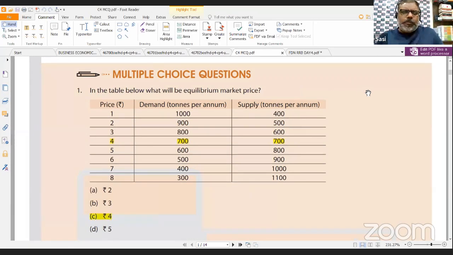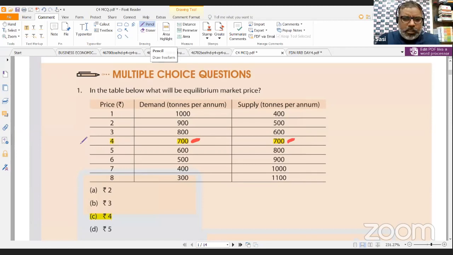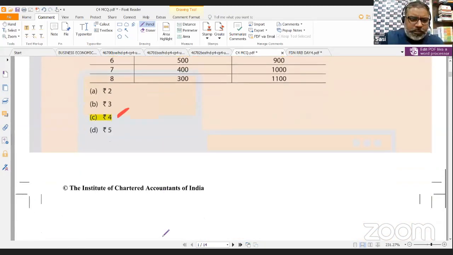Now let us quickly go through some of the MCQs in relation to this chapter. Once again, to save time, I have already marked the answers so that we can understand the reasons for the answers and move on quickly. Question number 1. In the table below, what will be the equilibrium market price? Simple. Where the demand is equal to the supply, that is the equilibrium market price. Demand was 700, supply was also 700. It was happening here. So what is the equilibrium price? 4 rupees. So the correct answer is C, 4 rupees, for the first question.